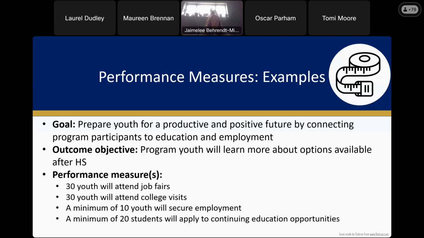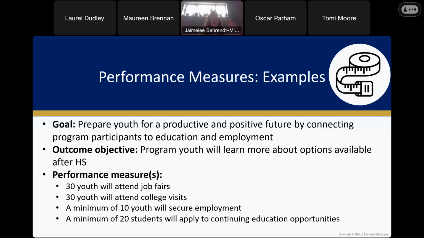And then based on that, if we have 30 youth who are attending job fairs, maybe we want 10 of them at least to be able to secure employment based on these job fairs. And maybe we want 20 of the youth to be able to apply to continuing education opportunities, right? And these could be the same 30 youth who are attending the job fairs and attending the college visits, or it could be 60 youth total, right? It doesn't necessarily need to be unique and they don't necessarily need to duplicate each other, but this is just the goal that's being set out.